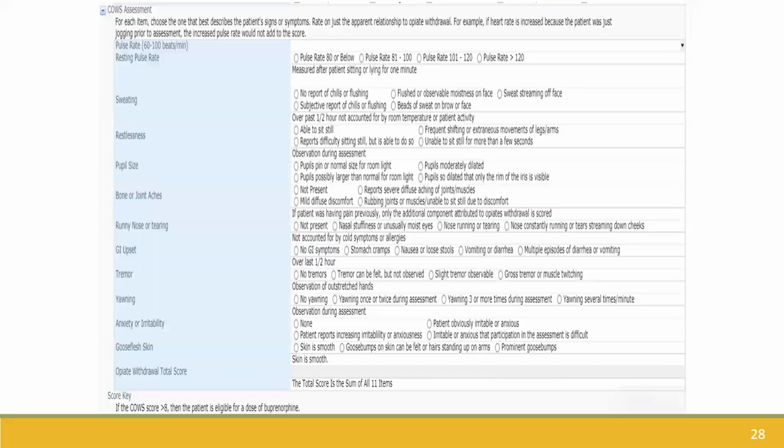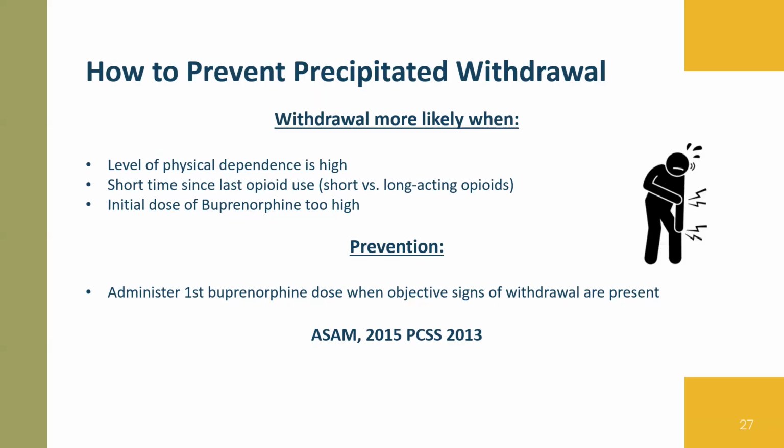And we want to look at the exclusionary and cautionary criteria. If the patient happens to go into precipitated withdrawal after you've administered or the nurse has administered that first dose, we recommend that you give a 4 milligram dose to the patient in addition, so that we can prevent precipitated withdrawal.